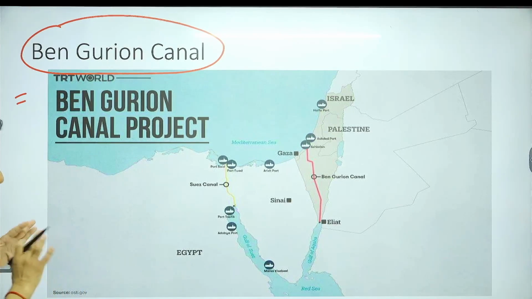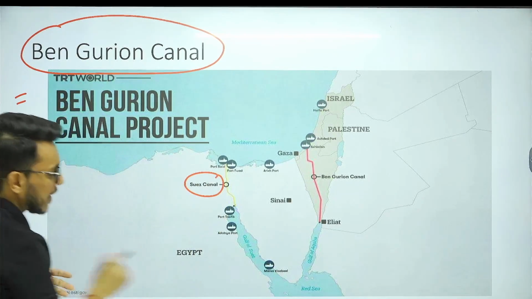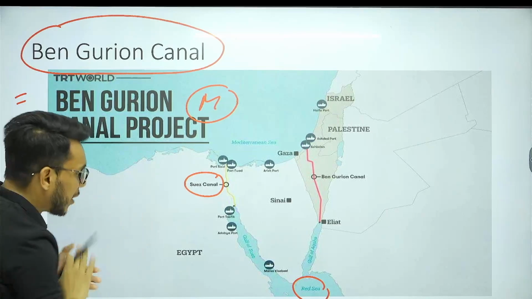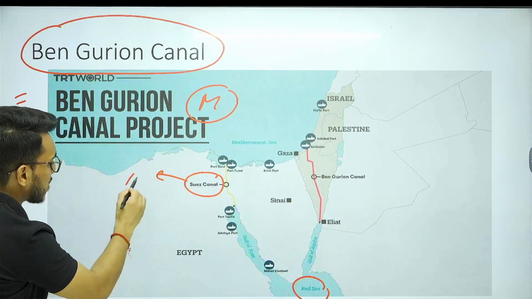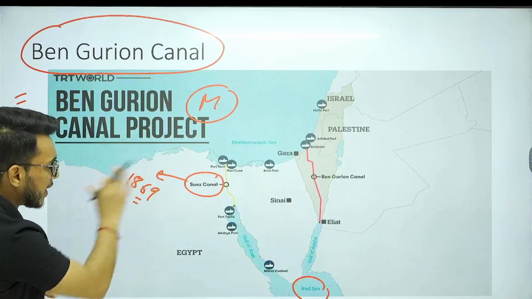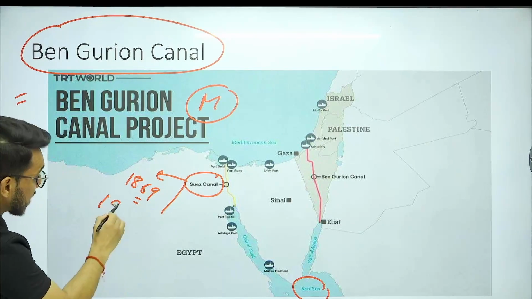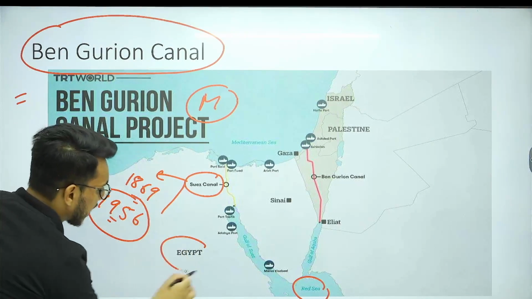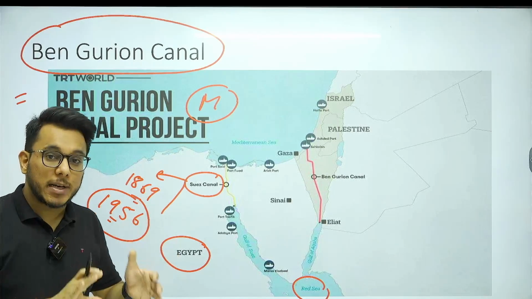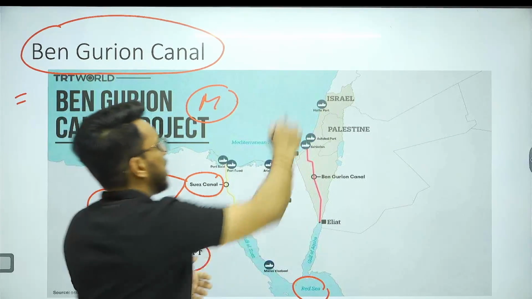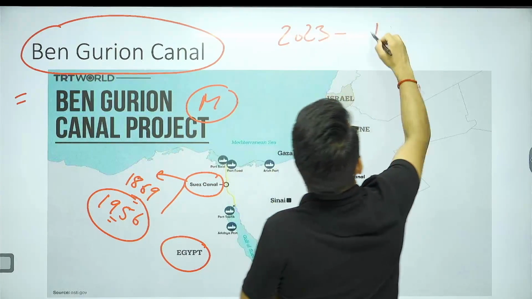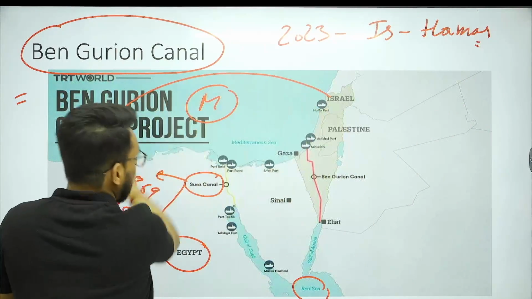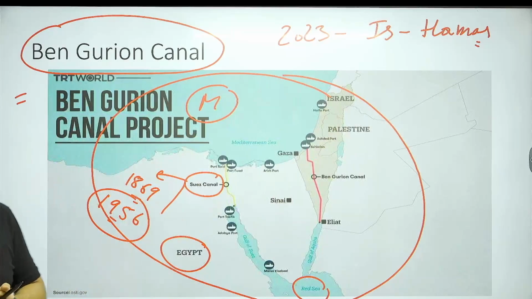Now guys, as of now, you already know that Suez Canal is connecting Red Sea with Mediterranean Sea. Suez Canal was inaugurated in 1869, year when Gandhiji was born. It got nationalized in 1956, and since then Suez Canal is completely under the control of Egypt. However, in 2023 there are certain developments that have happened. What happened? 2023 Israel-Hamas war started, and because of Israel-Hamas war, geopolitical uncertainties in this particular area has increased.